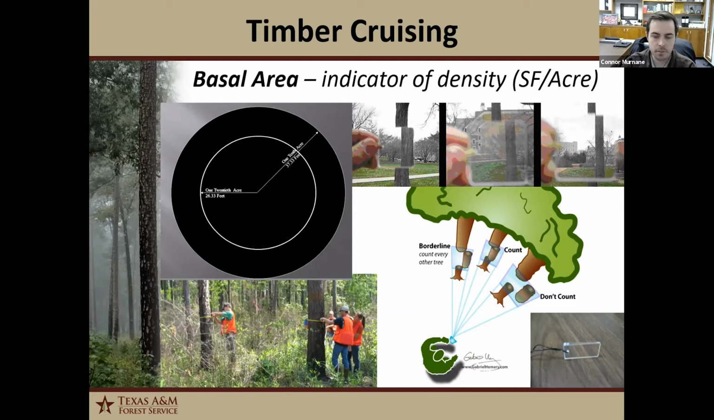And it's important to define your plot center. You will have different types of plots depending on what your cruising standard is. But typically you'll find that the most common is 1/20th acre, which is a 26.33 foot radius around yourself, around plot center. So the prism itself is held over plot center, and as you look through it, you will see a refracted view of the tree trunk itself.